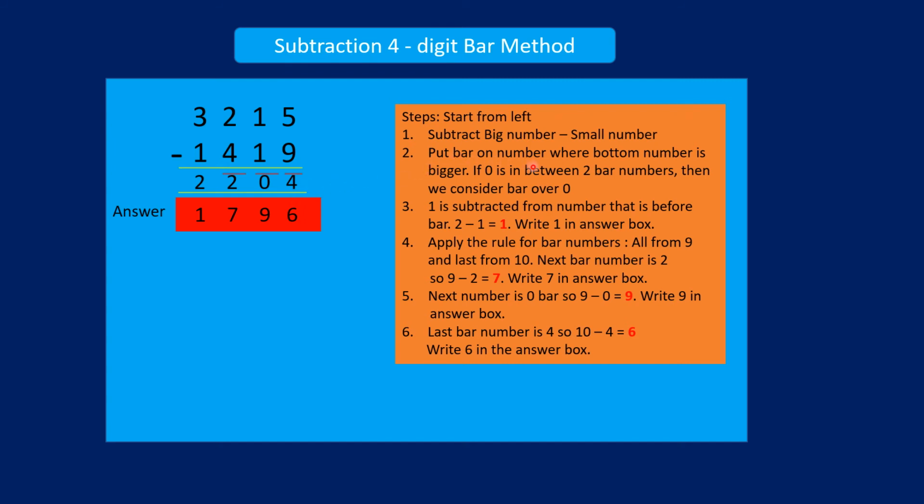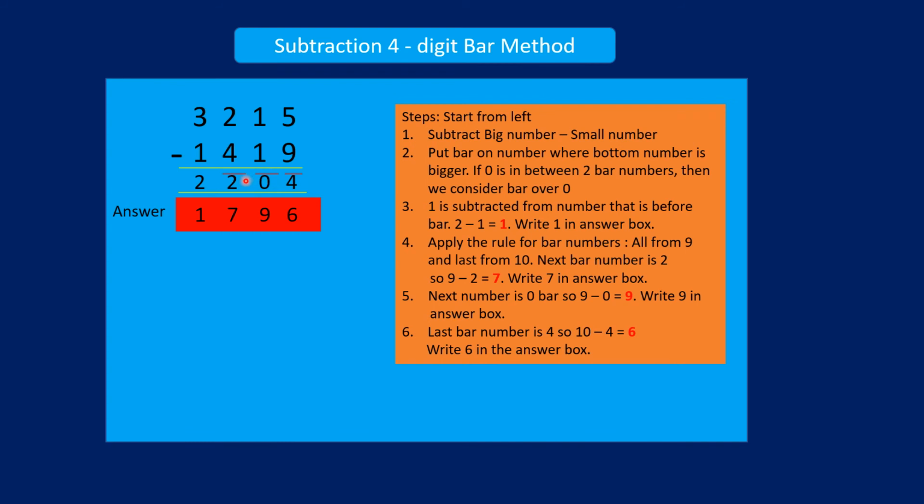Put bar on number where bottom number is bigger. If 0 is in between two bar number, then we consider bar over 0. That is very important. So we put bar on 2 because here the 4 was bigger at the bottom. 1 minus 1, 0. We consider bar over 0. 9 is bigger than 5. 9 minus 5, so we put bar on 4. And always remember, if 0 is in between two bar number, we always consider bar on 0.